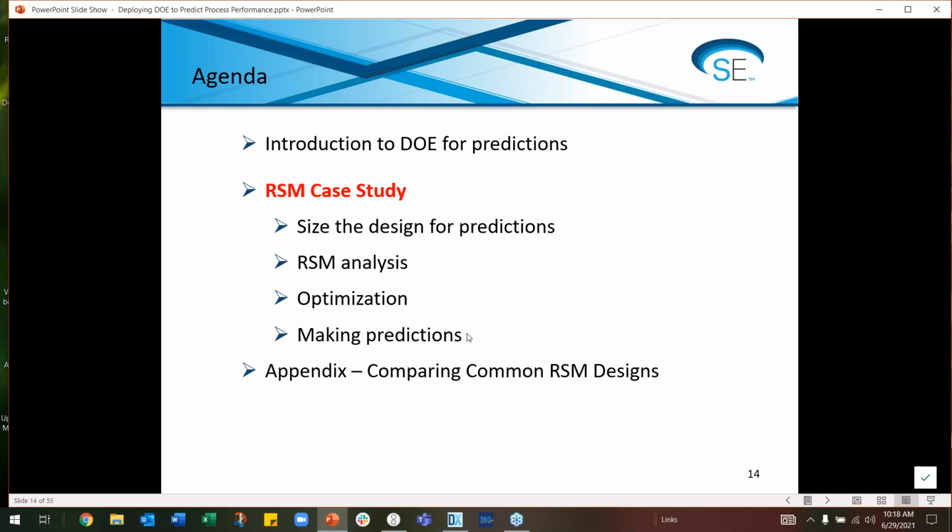I have attached to this presentation, I do not plan to go over it, an appendix comparing some common response surface designs. So if any of you have questions about what type of response surface design is appropriate, there are some follow-up slides that you can look at after I've loaded the slides onto our website.